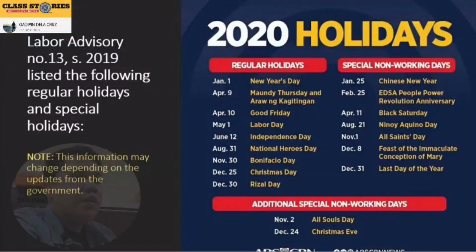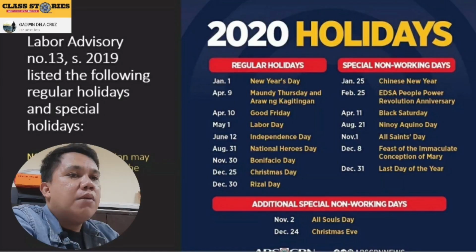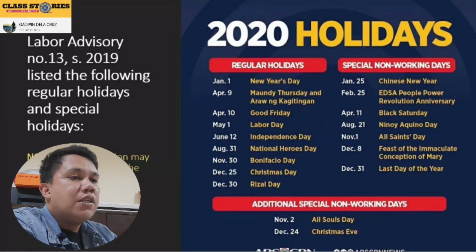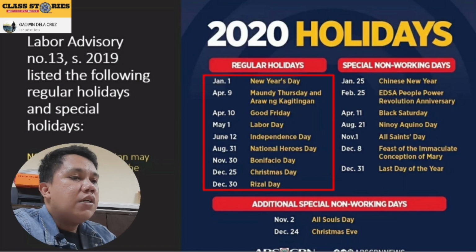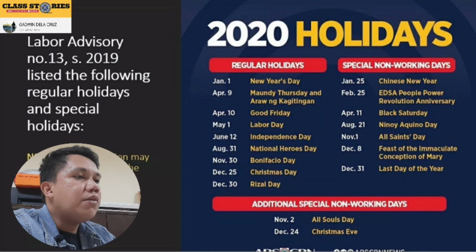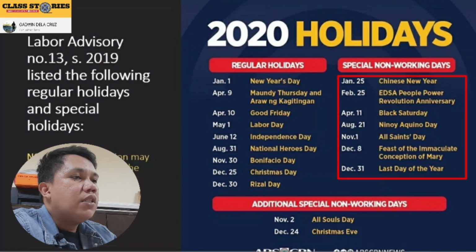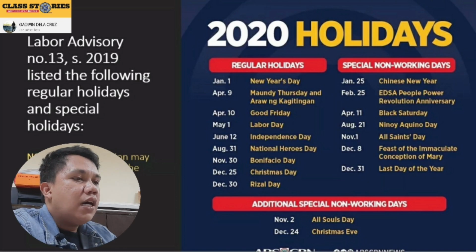So later, I will give you the table about sa mga rate ng mga regular holidays at mga special non-working holidays. Okay? This is the Labor Advisory number 13 series of 2019. Listed the following regular holidays and special holidays. This is the holidays in 2020. So sa regular holidays, meron tayong New Year's Day, Araw ng Kagitingan hanggang December 30, Rizal Day. Sa mga special non-working holidays naman, we have January 25, Chinese New Year hanggang December 31, last day of the year. Sa 2020 holidays din, meron ditong nakalagay sa baba na additional special non-working days, November 2, All Souls Day, and December 24, Christmas Eve.